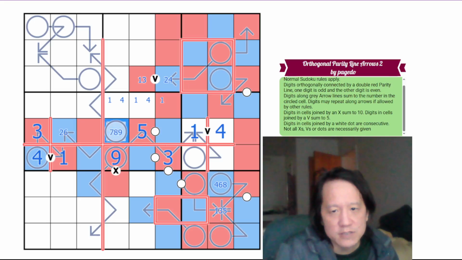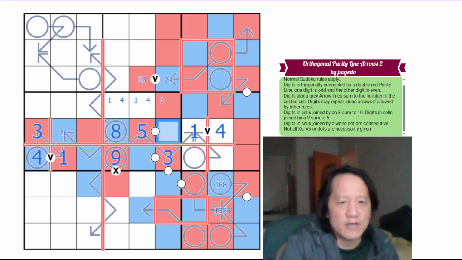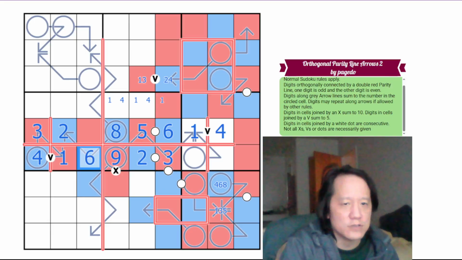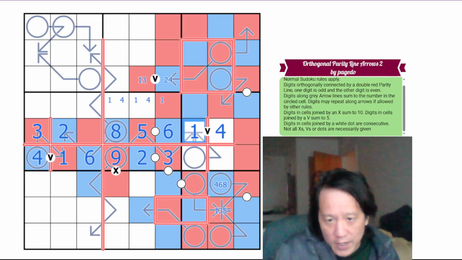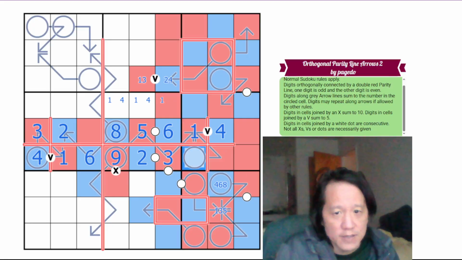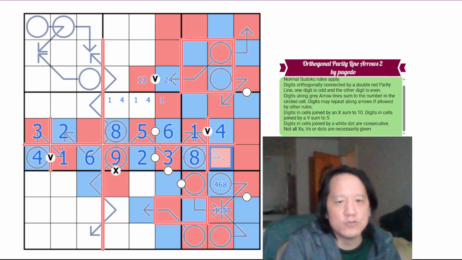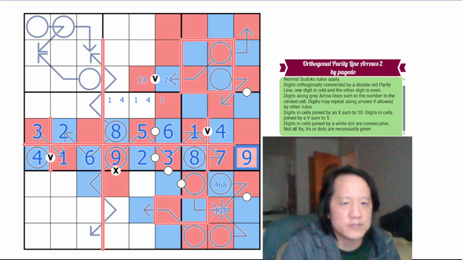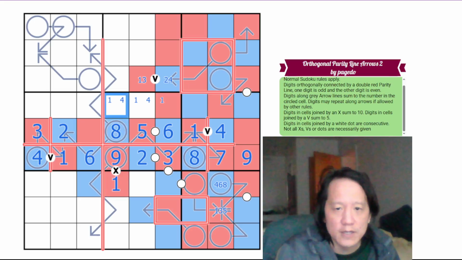Okay, so then this makes this 8. 5 is only consecutive with 6 because 4 can't be there. So this is 6, which makes this 2. That's 2 and 6 adding up to 8. 3 is consecutive with 2 out of these. So this is 2. This is odd, which makes these even, which makes this odd. Well, this last even here is an 8, so it's 1 and 7 adding up to 8. Therefore, this is 9. 9 and 1 add up to 10, so 1 cannot be here.